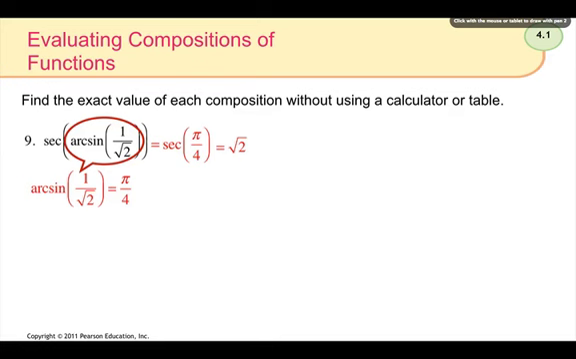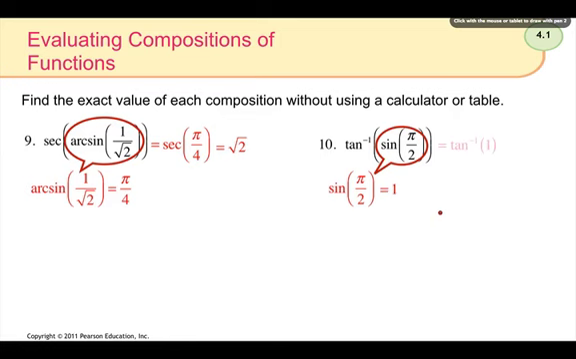Again, one problem in which you have to do multiple steps. Number 10, same thing, multiple steps. So first you focus on this part, sine of pi over 2, and you know that from the unit circle, you don't have to consider inverse at all. This is just sine of pi over 2, which is equal to 1. So all this became 1. So now you have tangent inverse of 1. So you apply what you know about inverse tangent, and which angle gives you 1 for tangent inverse, and it turns out to be pi over 4. So this is the answer to number 10.